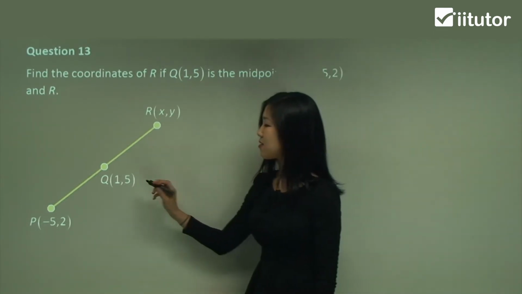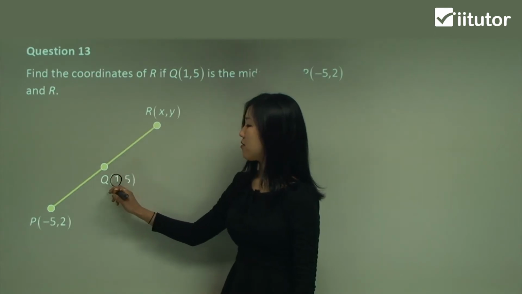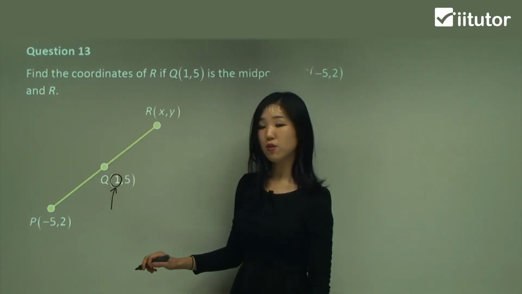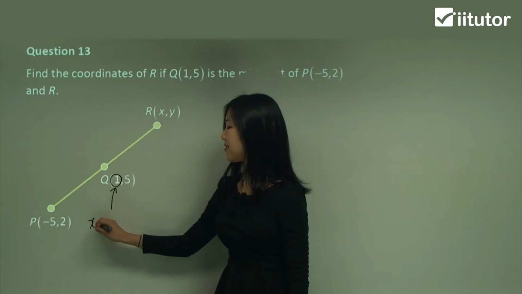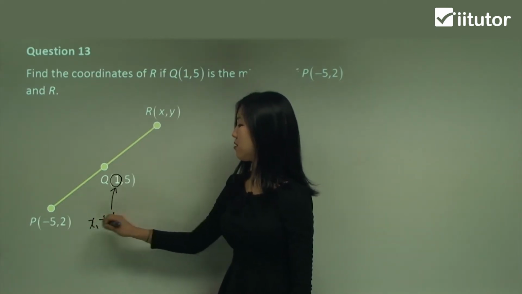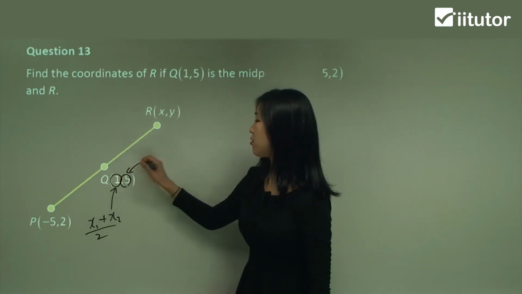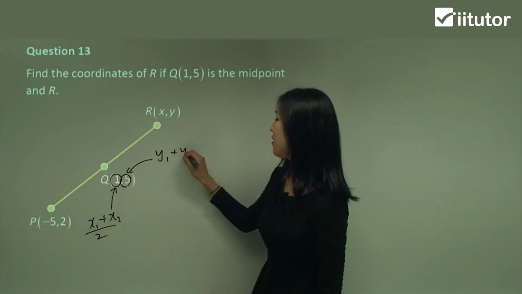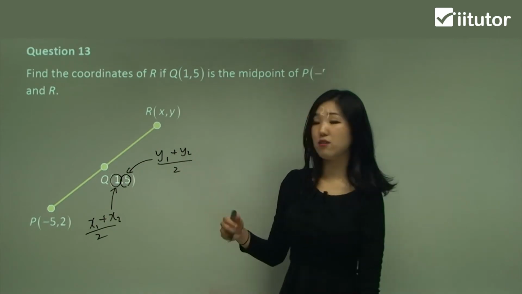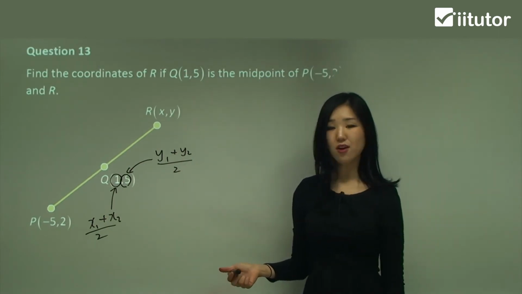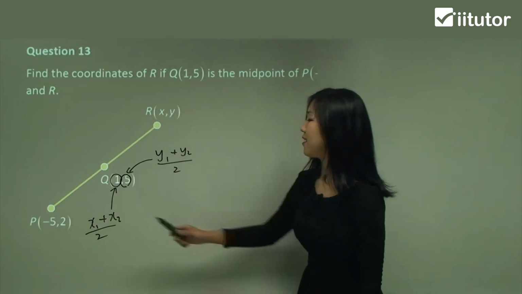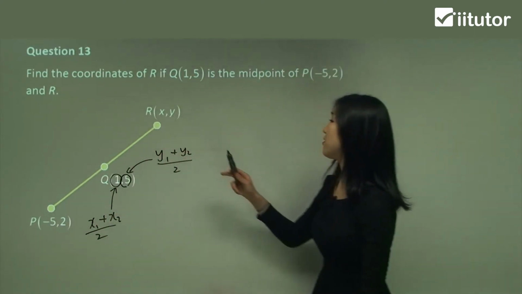To find this midpoint, the X coordinate, what do we do? We add the X's together, X1 plus X2 divided by 2, isn't it? And to find the Y, we add the Y's together and divide by 2, isn't it? So, what are the X coordinates? It's negative 5 and X. So we add them together.